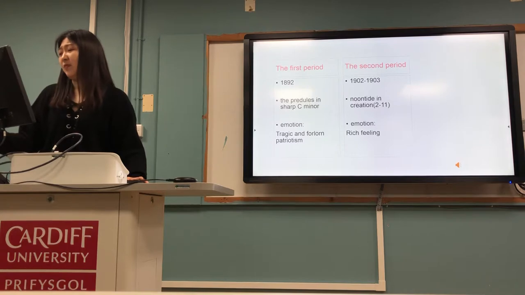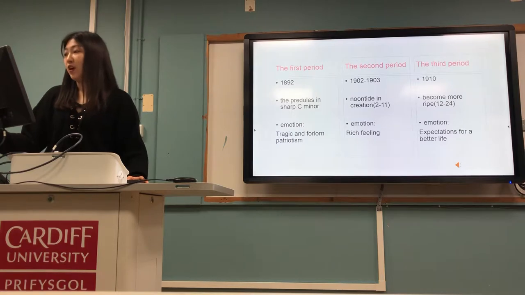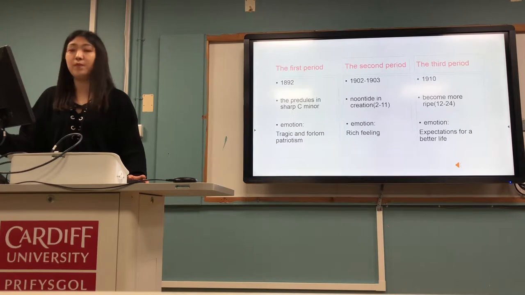In 1910, he began the third period of creation. At this time, Rachmaninoff created the last 13 preludes. Through these pieces, people can strongly feel that his works are becoming more mature. For example, the accompaniment is rich and varied, the harmony color is clearer, and the playing skills are more adept. He uses this group of preludes to show people that he has an expectation for a better life.